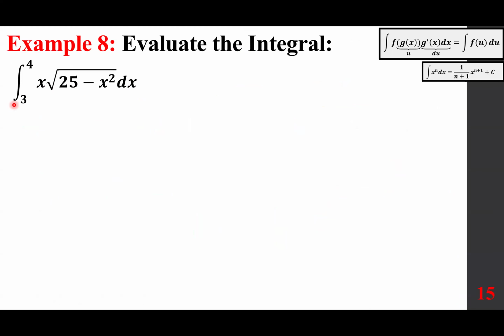We want to evaluate the integral from 3 to 4 of x times the square root of 25 minus x squared dx. So this is 25 minus x squared to the power of 1/2. 25 minus x squared is the more complicated polynomial than x. Therefore, that is the choice of u. Its derivative is negative 2x. du is negative 2x dx.